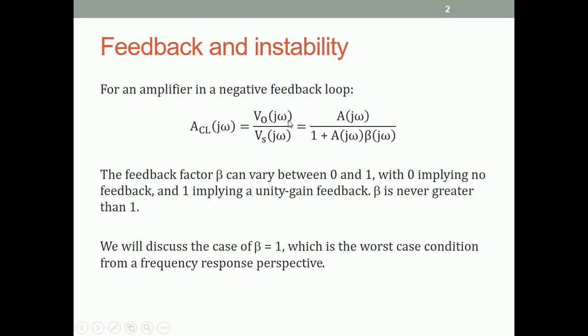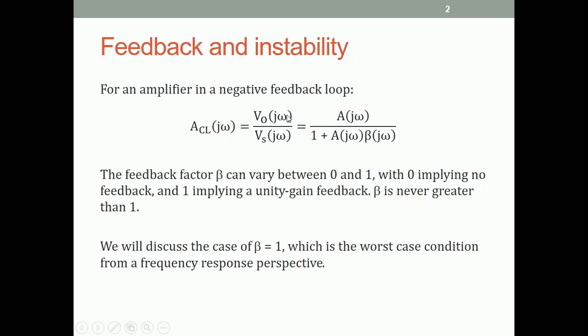What is the nature of the output? Can this be any output, or does it have to be a specific type of output? The answer is an output can exist only at the frequency at which A, well, beta is 1, so A has become minus 1. And that happens only at one frequency, omega 0. Therefore, the output can exist for a 0 input only at the frequency omega 0, at which A j omega 0 is minus 1. Alright.